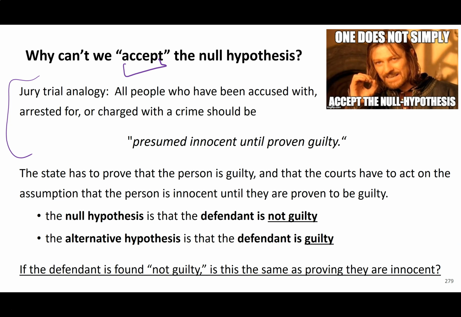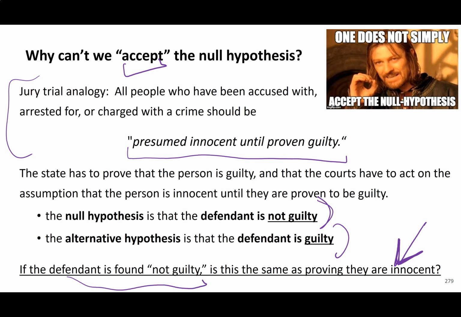In the U.S. court system, supposedly the system is supposed to presume innocent until proven guilty, right? So we would say the null hypothesis is the defendant is not guilty. The alternative is that they are guilty. The bottom line here: suppose you don't reject the null hypothesis, so the defendant is found not guilty. We are not quite sure. You want to ask yourself, is this the same as proving someone's innocent?